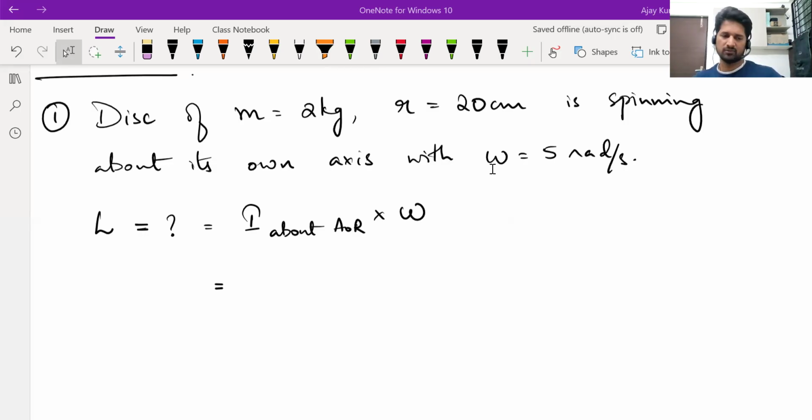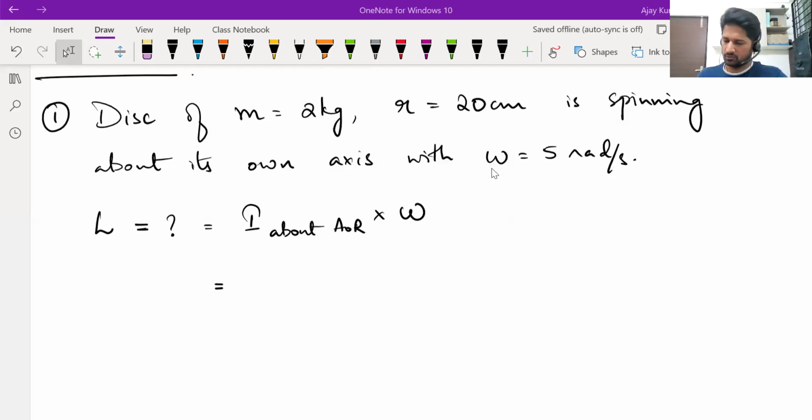And see, I told you, moment of inertia, you have to remember, in fact, you have to derive and remember the moment of inertia of regularly shaped systems, ring, disk, hollow sphere, solid sphere, okay? Rod about various axes. Anyone? What is the formula for moment of inertia of a disk about its own axis? mr square by 2, sir.